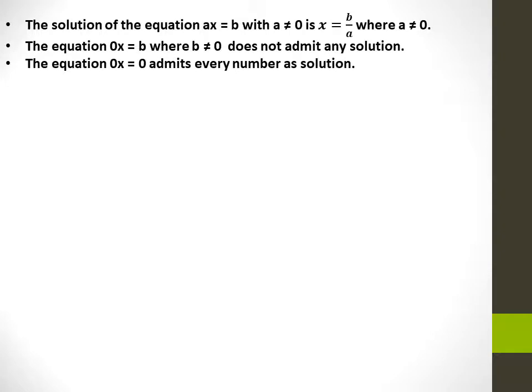The solution of the equation ax equals b with a different than 0 is x equals b over a, where a is different than 0, since we divide both sides of the equation by a. The equation 0x equals b, where b is different than 0, doesn't admit any solution since b over 0 is undefined. The equation 0x equals 0 admits every number as solution, since any number multiplied by 0 is equal to 0.